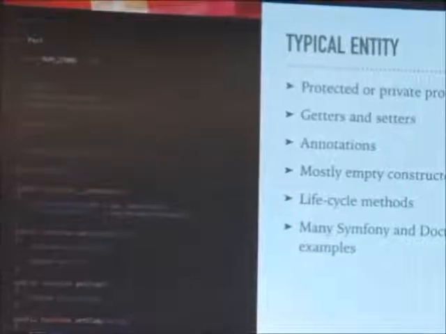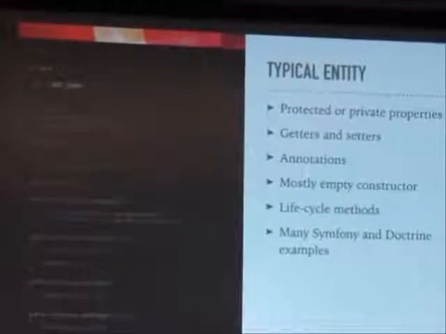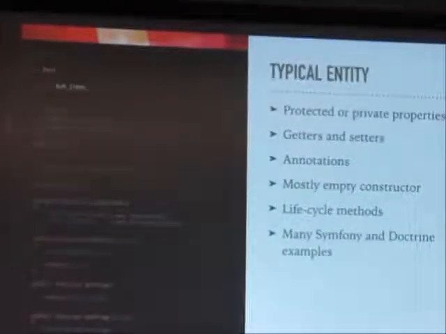But the general gist of it is that it's fairly stripped down. There's a bunch of usually private or protected properties, because that's what Doctrine prefers. Some form of very simplistic constructor, getters and setters, and then annotations all over the place to do everything from Doctrine mappings to assertions to who knows what else. Then in some cases there'll be lifecycle methods. There's tons of examples from the Symfony community and also Doctrine as well.